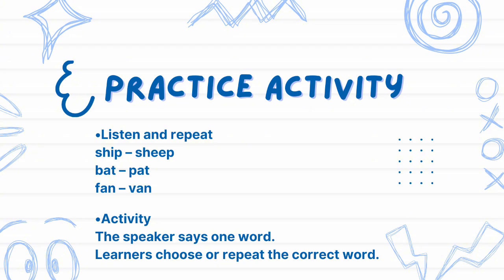Now, let's try a practice activity. Repeat after me: ship, sheep, pet, bet, fan, van. In this activity, learners listen and repeat words such as ship and sheep, pet and bet, and fan and van, so they can practice recognizing and producing different sounds accurately.